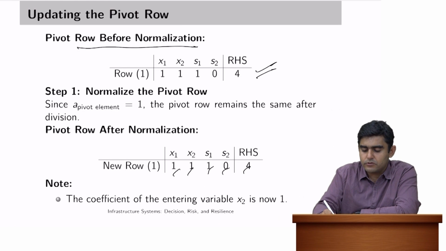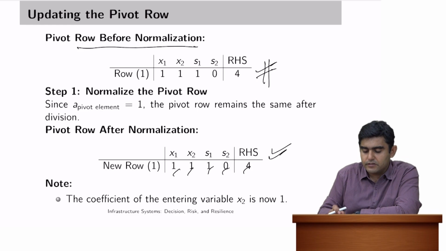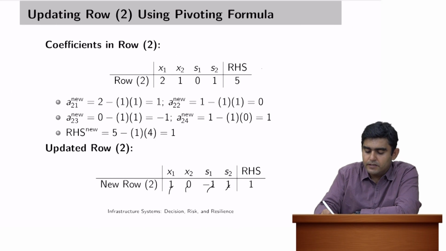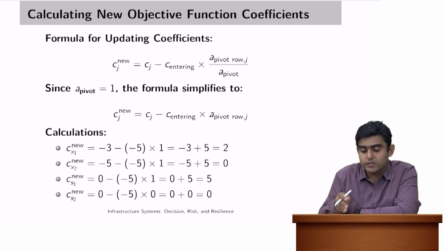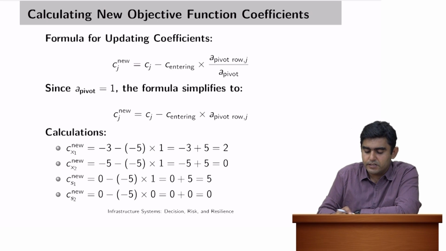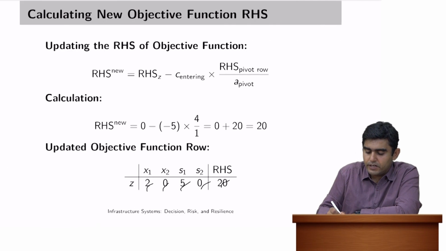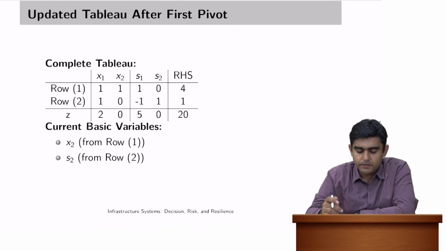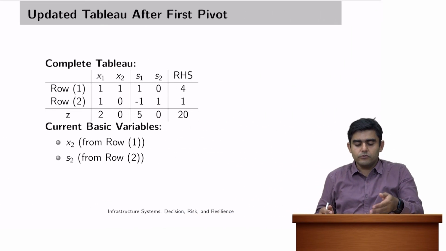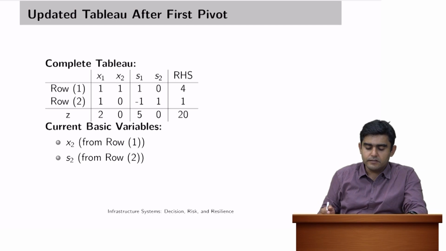So this was our first row after normalization. This is the one after standardization. Same for the second row. This is after updation. And this was our objective function before pivoting. So we applied the same operations on the objective function itself to get our updated values as 20, 50, and 20. So our complete updated tableau, what we wrote by hand, also looks similar in these slides.